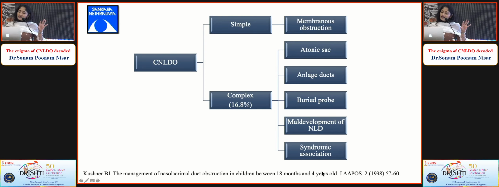So CNLDO, to simplify it, is divided into two parts: a simple CNLDO and a complex CNLDO. A simple CNLDO just has a membranous obstruction at the valve of Hasner at the level of the NLDO. Whereas complex CNLDOs may have a lot of syndromic associations, may have an associated atonic sac, annular ducts, buried probe syndrome, and maldevelopment of the NLD as well.